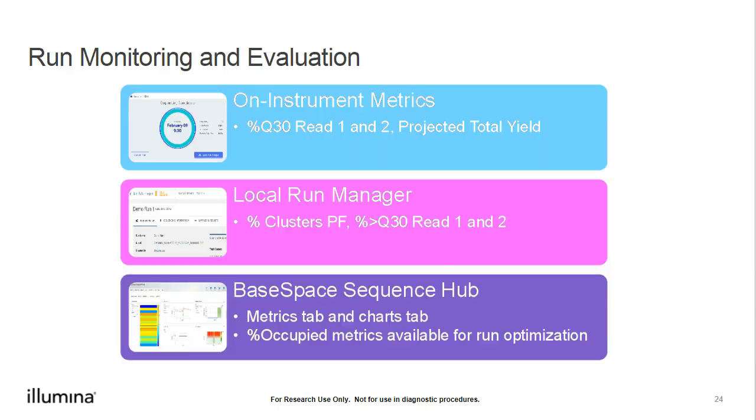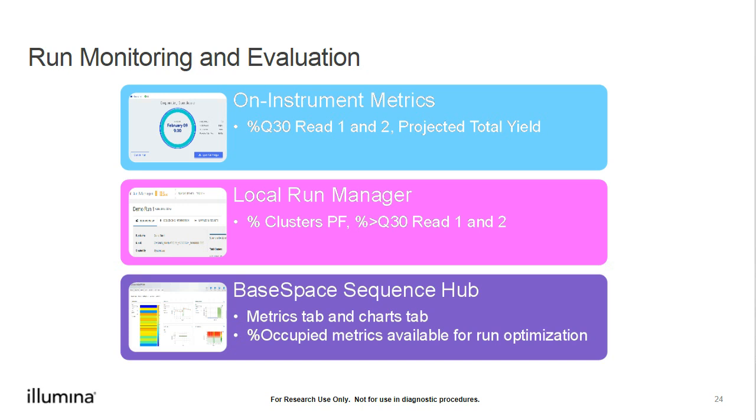All right, and then moving right along to run monitoring and evaluation, there are three main ways to evaluate a run. The first one is, again, on that instrument screen that was just shown. You can also take a high-level look in Local Run Manager to see how that run looks. And then we also have BaseSpace Sequence Hub or Sequencing Analysis Viewer on instrument.